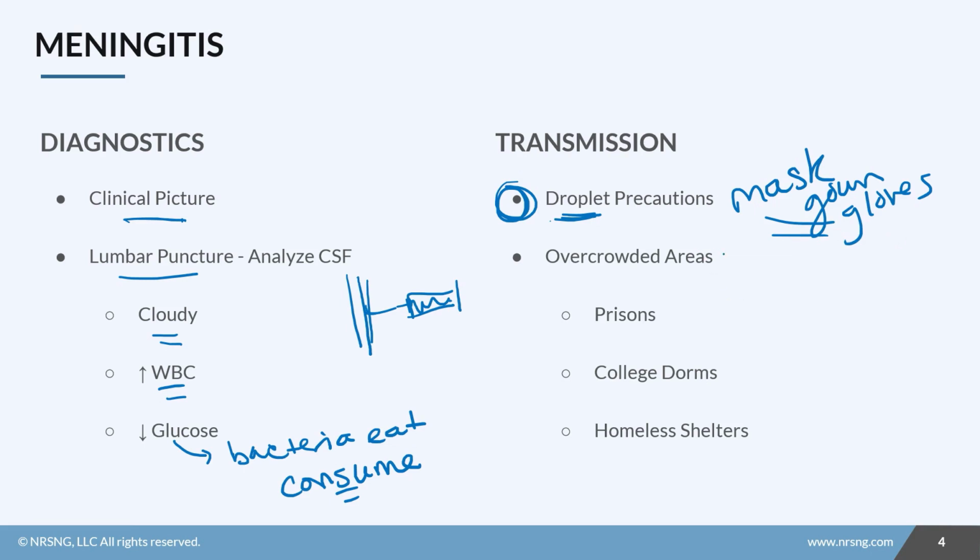And then the other thing that puts people at high risk for meningitis is being in overcrowded or overpopulated areas. Good examples are prisons and homeless shelters, and then even college dorms. There's a lot of people living in a small space, and it definitely puts you at risk for meningitis. Some colleges even require you to get the meningitis vaccine to be able to come.